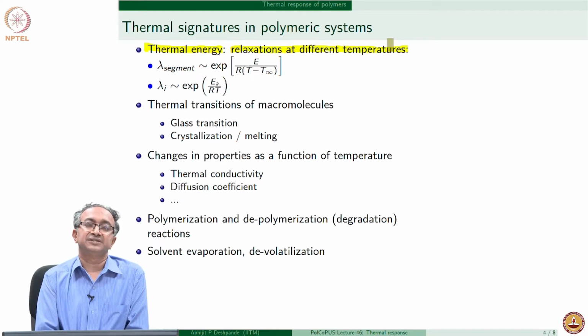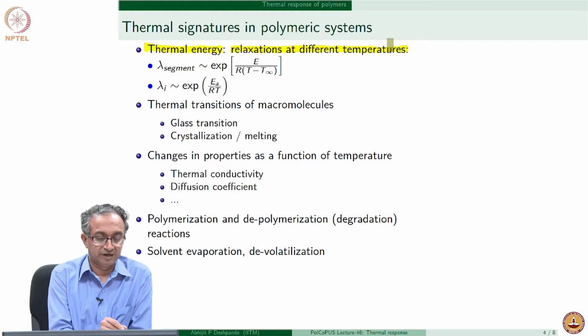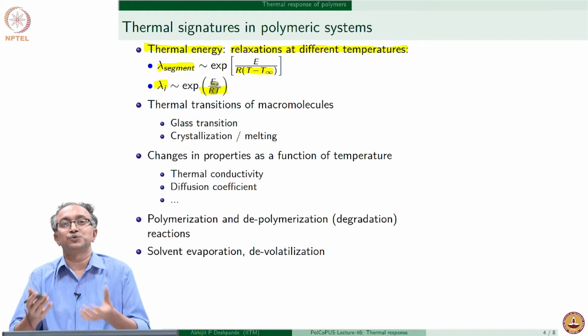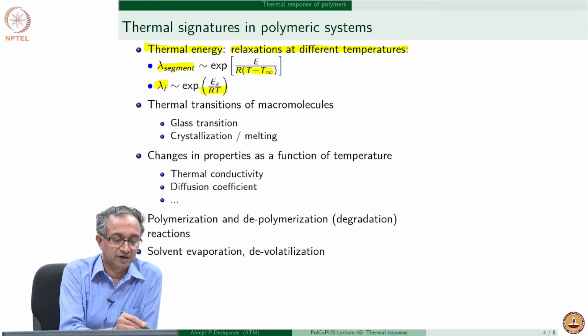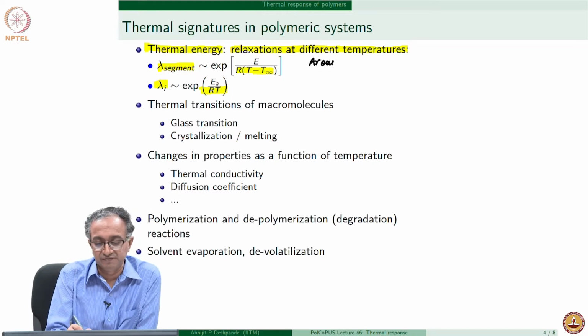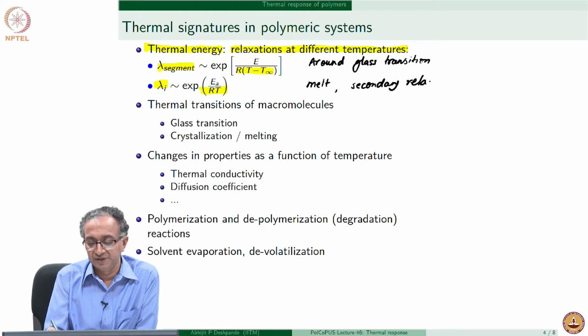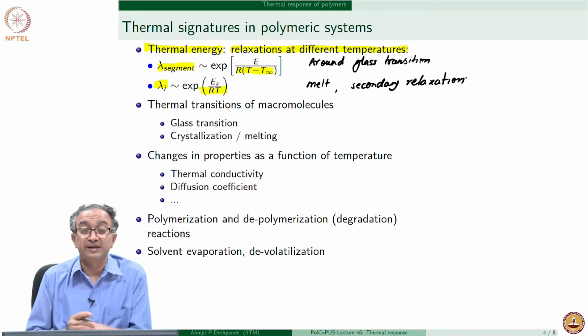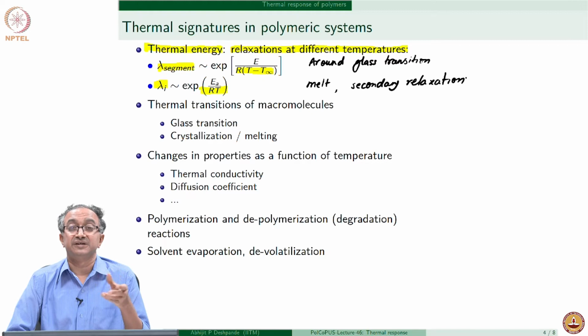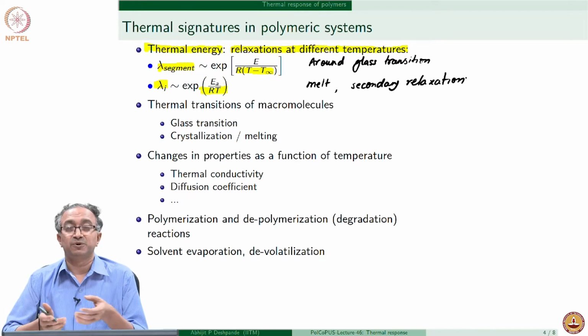And the relaxation rate is higher and higher, or relaxation time is lower and lower, whenever we are at different temperatures. And we have seen that there are two types of temperature dependencies. Around glass transition, we have the WLF, and in melt state or some of the secondary relaxations such as beta or gamma relaxations, we have the Arrhenius dependency. So, clearly when thermal energy available to the material changes, the relaxation is possible or not possible.